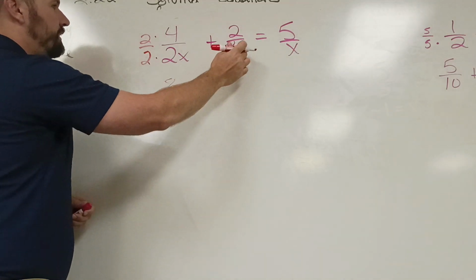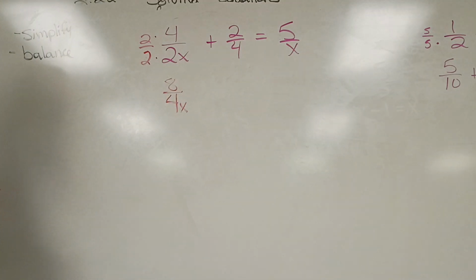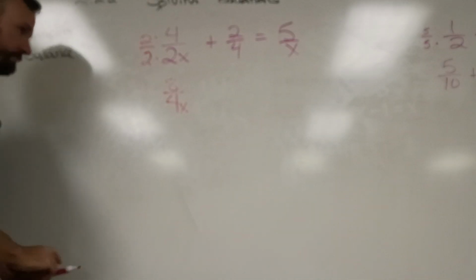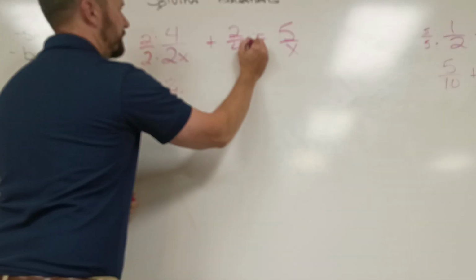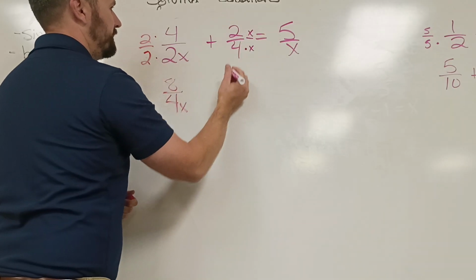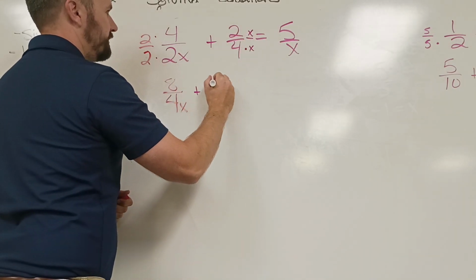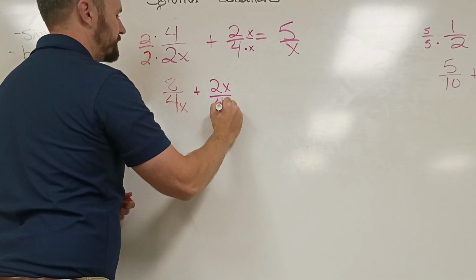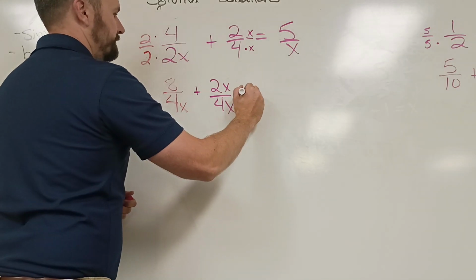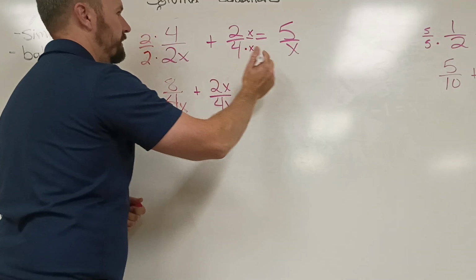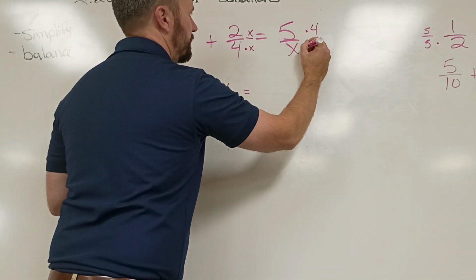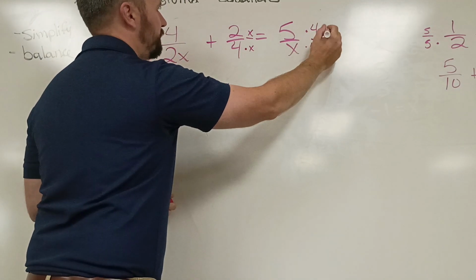Now, that would make this 8/4x, right? Is there a way I can make this one look like 4x on the bottom? Yeah, multiply by x. X over x. So I get 2x/4x. And then what's this one missing? The 4. I multiply by 4/4.